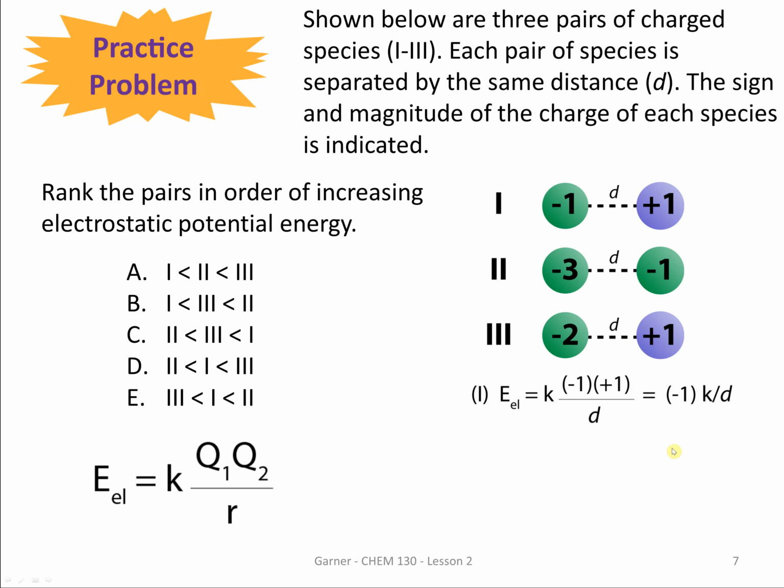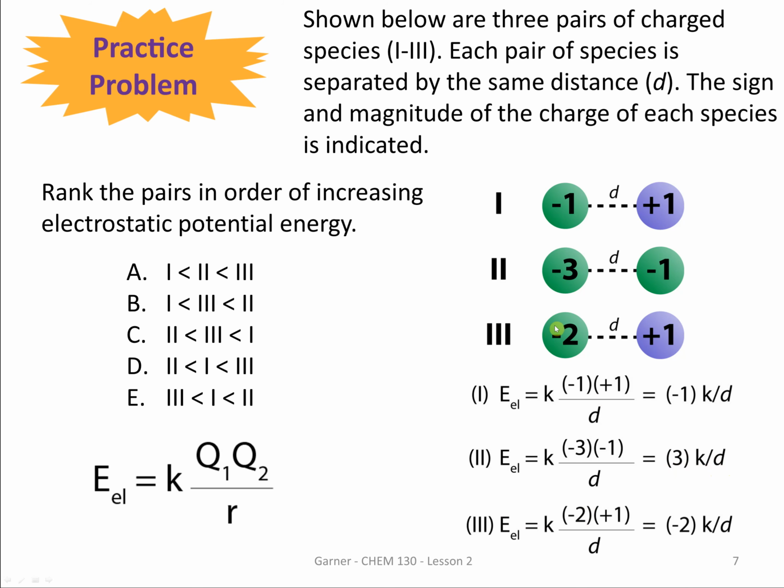I can do the same thing for pair 2. In pair 2, Q1 has a value of -3, and Q2 has a value of -1. If I multiply those two values together, that's going to give me +3 times k over d. We can do the same thing for pair 3. In pair 3, my value of Q1 is -2, and my value of Q2 is +1. I can plug those two values in place of Q1 and Q2 in my equation for Coulomb's law. When I multiply these together, I get a value of -2 times k over d.